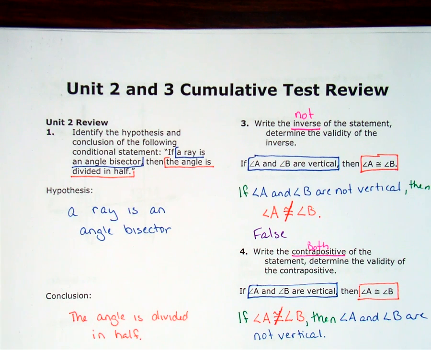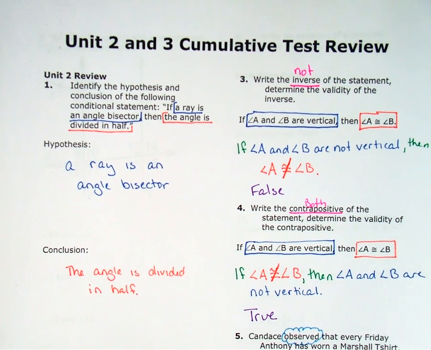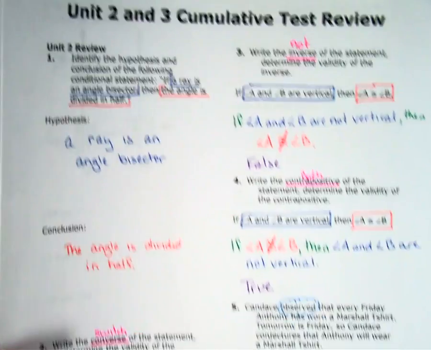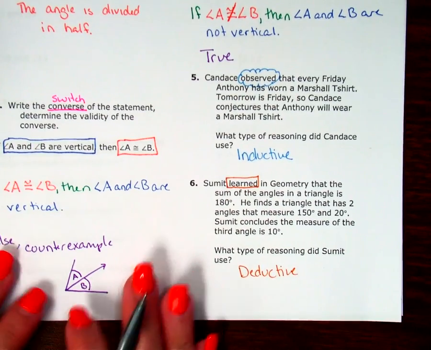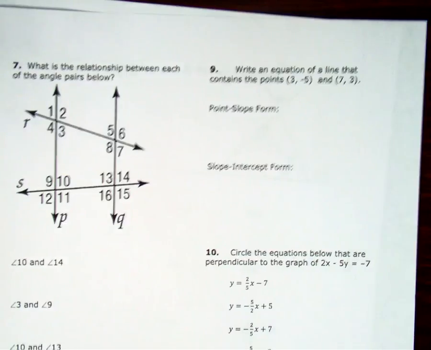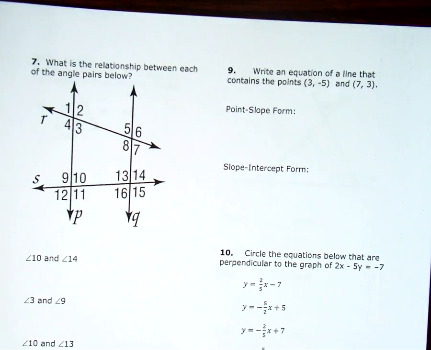Welcome back. In this video, we're going to continue with our Unit 2 and 3 test cumulative review. So we already talked about hypothesis, conclusion, and how to manipulate a conditional statement to make the converse, the inverse, the contrapositive. And we discussed the difference between inductive and deductive reasoning. In this video, we're going to move on to the second part of Unit 2, and we're going to look at some linear relationships and equations.